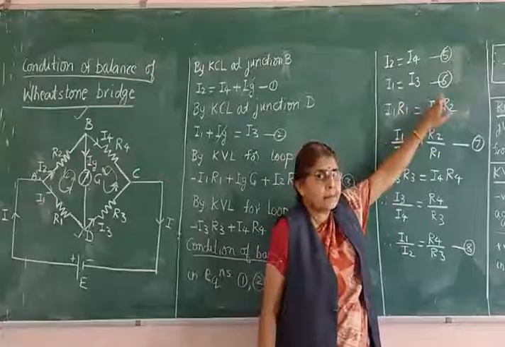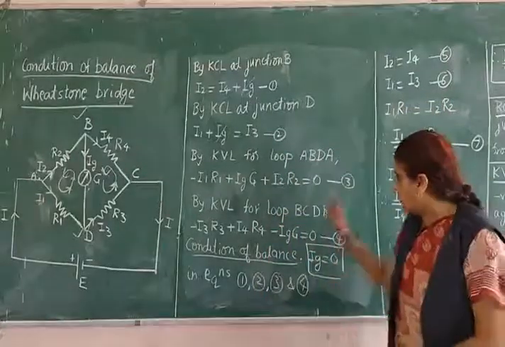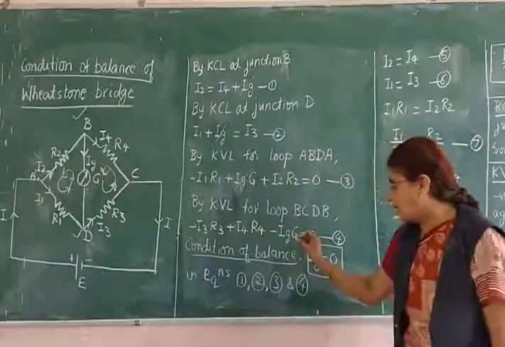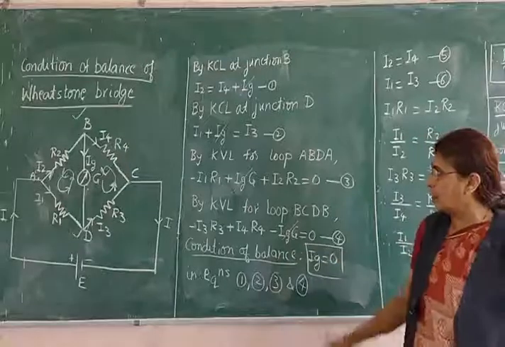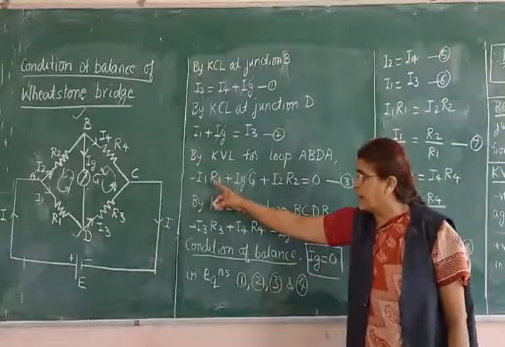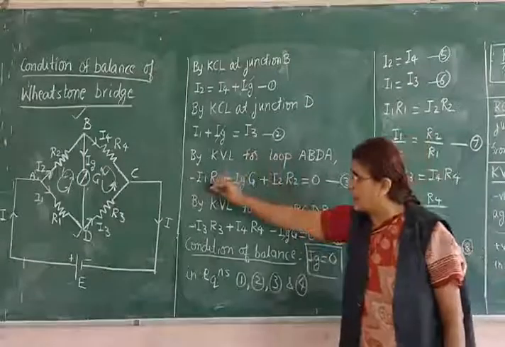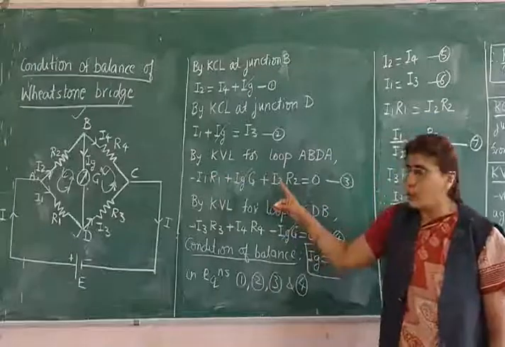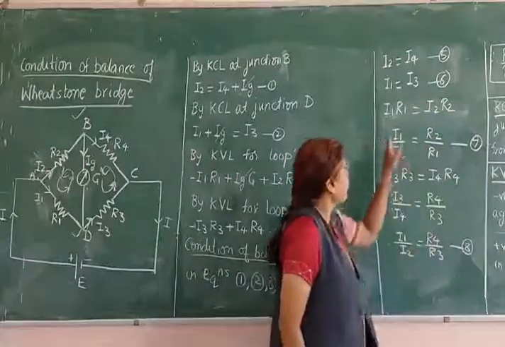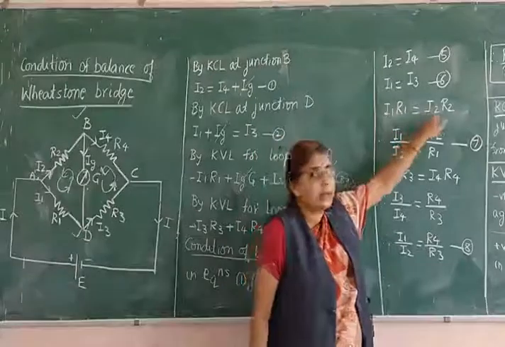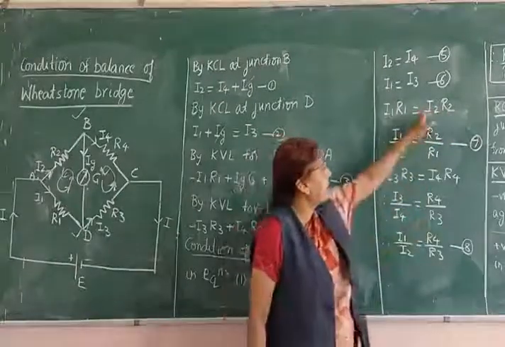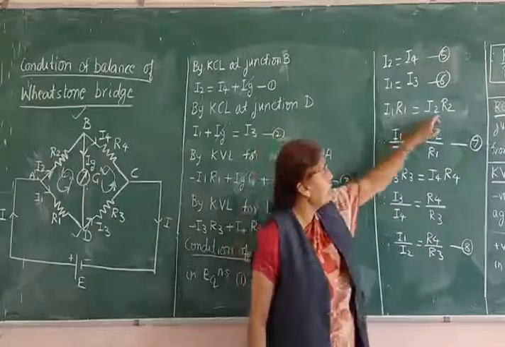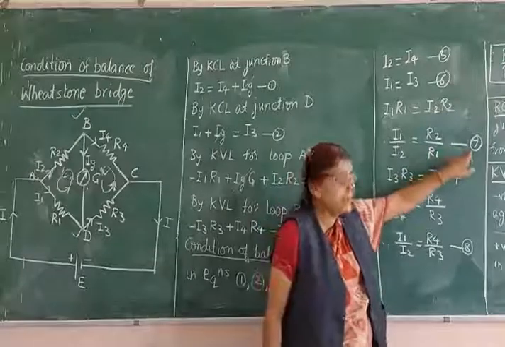Same thing, Ig equals to 0, we shall put in equations 3 and 4. Wherever the Ig term is there, it becomes 0. So here we are left with 2 terms: minus I1 R1 plus I2 R2. If you take I1 R1 to the other side, it becomes plus. So you will have I1 R1 is equal to I2 R2. A slight rearrangement: take I2 on the other side, and you get I1 upon I2 is equal to R2 upon R1. Let me call it equation 7.